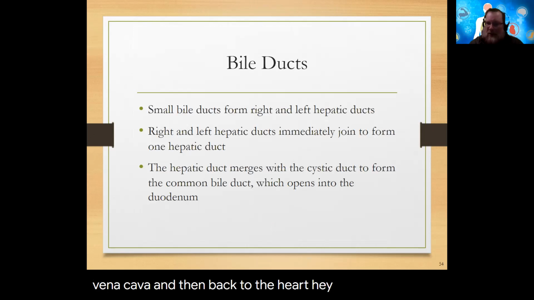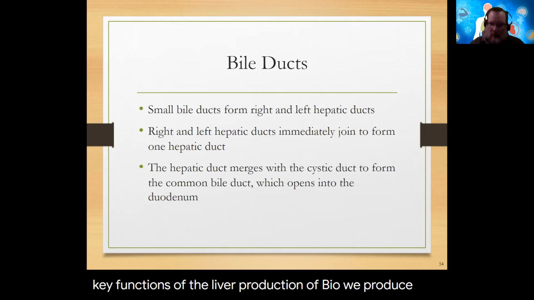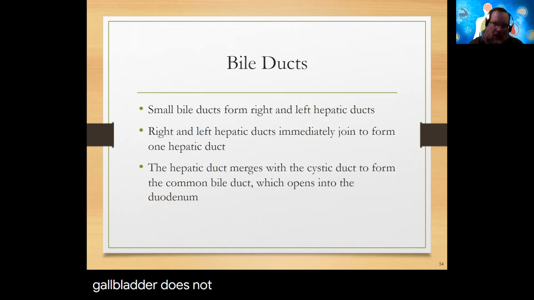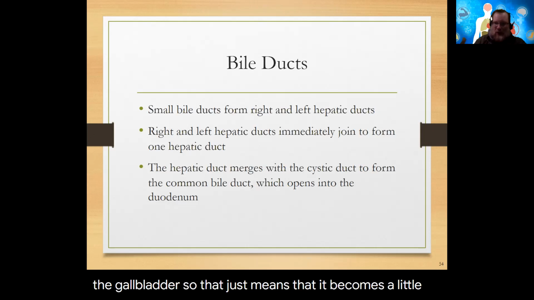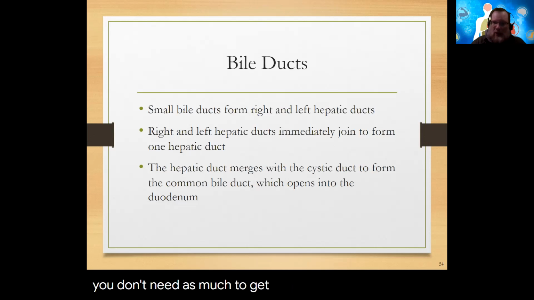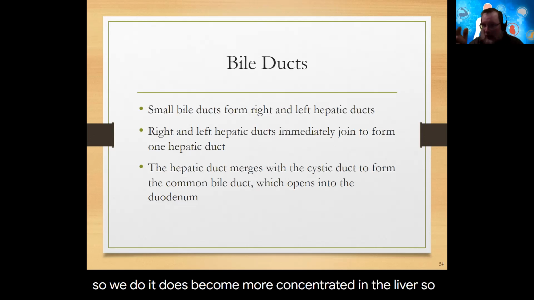Bile is one of the key functions of the liver, production of bile. We produce bile in the liver, and we typically store it in the gallbladder. So the gallbladder does not produce bile, it stores it. The bile that's in the gallbladder does get concentrated while it's there. That just means you don't need as much to get a really strong effect from it. So it does become more concentrated in the gallbladder.